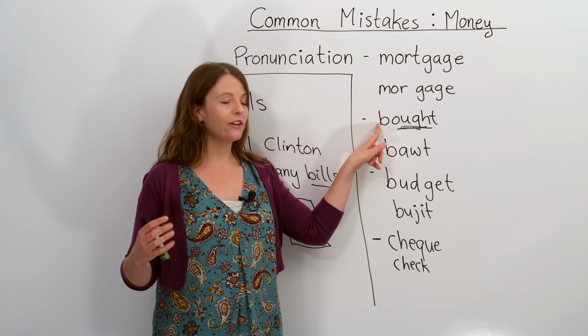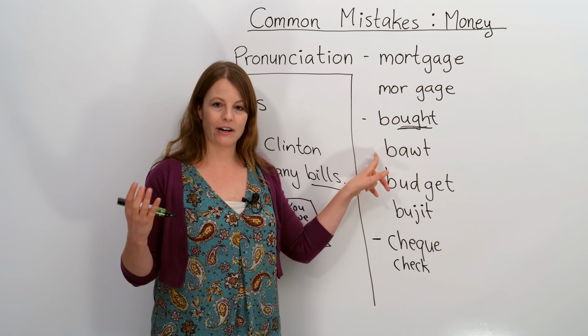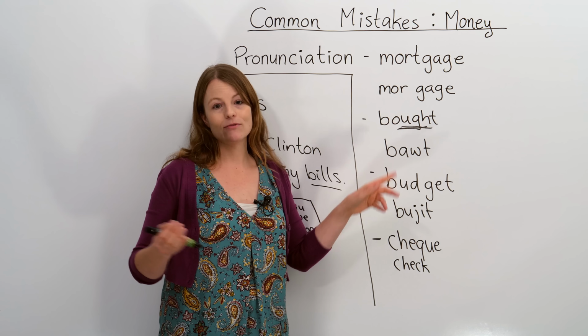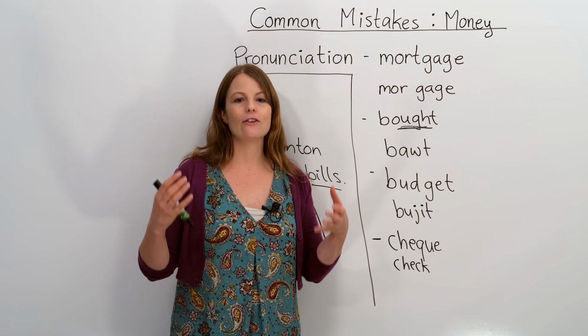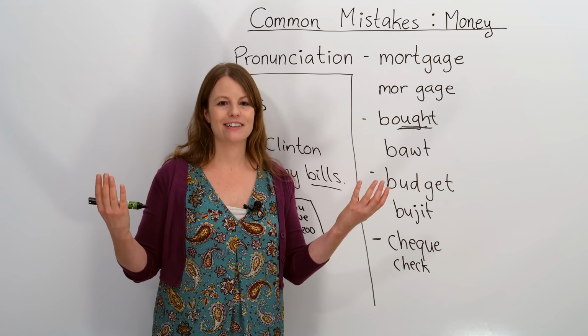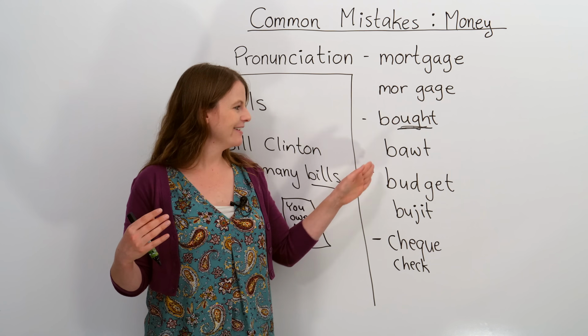So when you pronounce this word, don't pronounce a G, don't pronounce an H. It's pronounced like bought. Another way you can remember this is it's like robot, bought. The robot bought another robot. I don't know, it's not a great sentence, but you get the understanding.